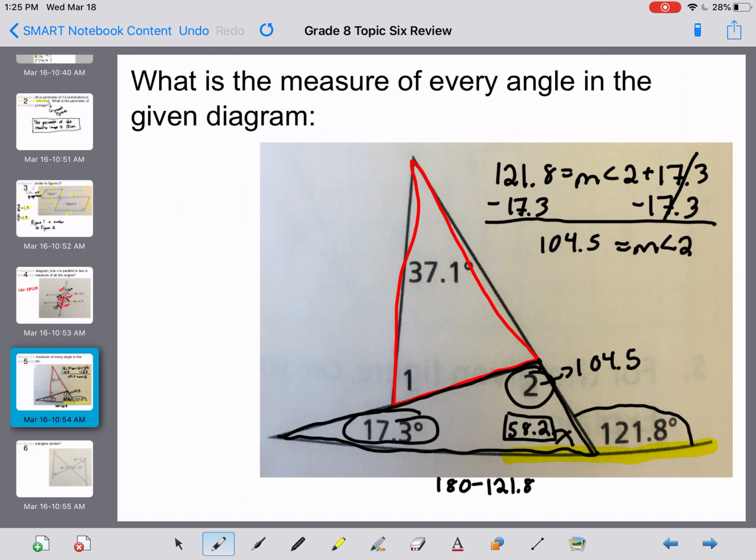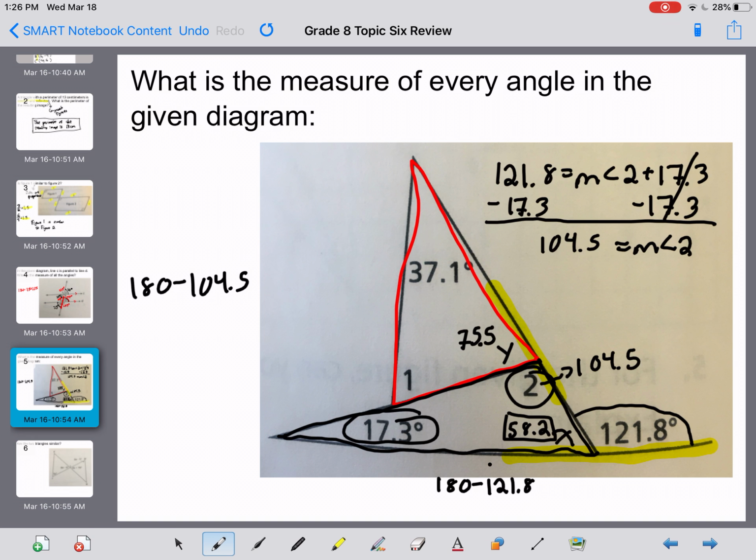Now I need to find the measure of the angles of my top triangle. This triangle I'm going to do a little differently. I see I have a straight line here as well. This angle measure I'm going to call y. To find y, I notice that it would have to be the straight line 180 degrees. So I can do 180 minus 104.5. When I do 180 minus 104.5, I get 75.5.